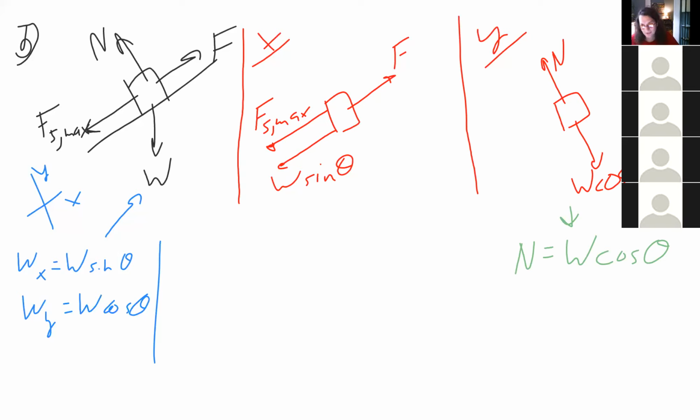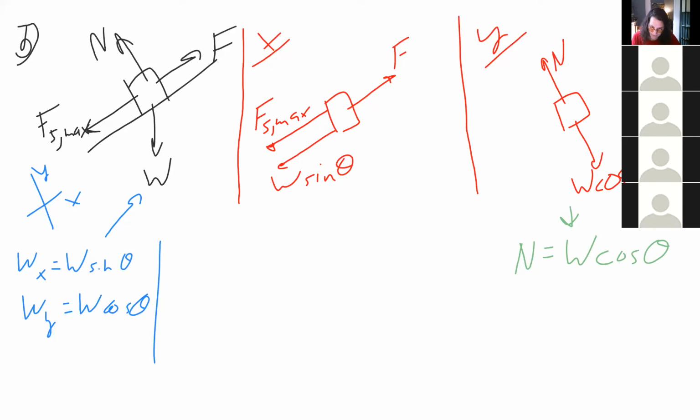Nina, that's just the rule when you have a block on an incline, that the x component is going to be sine and the y component is going to be cosine. It comes from a little bit of a complicated geometric derivation. So my recommendation is usually just to internalize that that's how the force of gravity will split up on an incline.